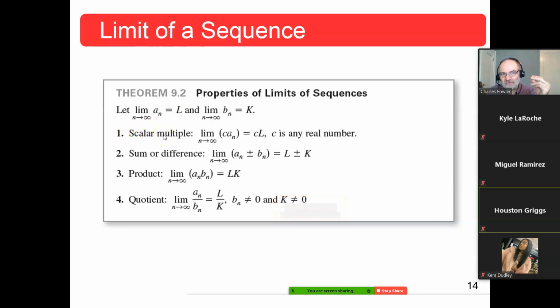If you have two sequences that do have limits, scalar multiple: the limit as n approaches infinity of some scalar multiple c, any real number in the world, 5,872,416 and 2/3, that's a real number, okay? And that can even be bigger, okay? But if you multiply that by a sub n, that's not going to change.